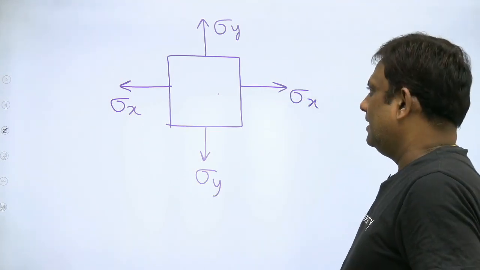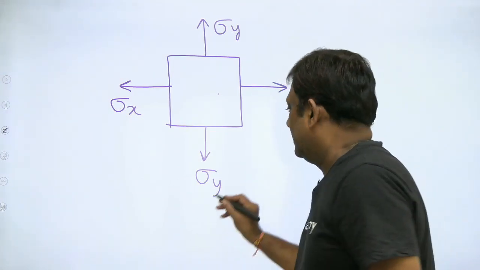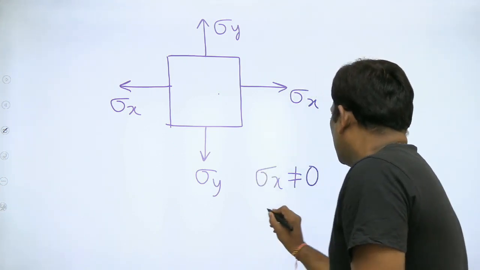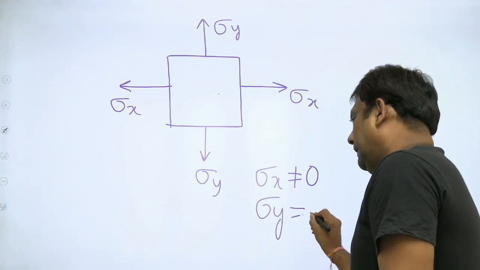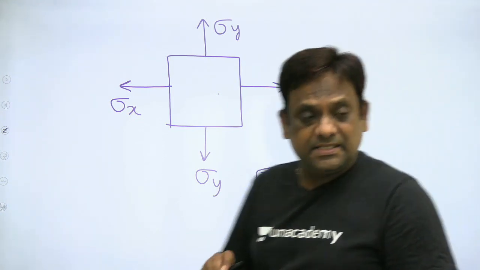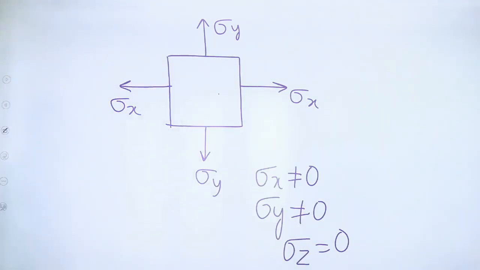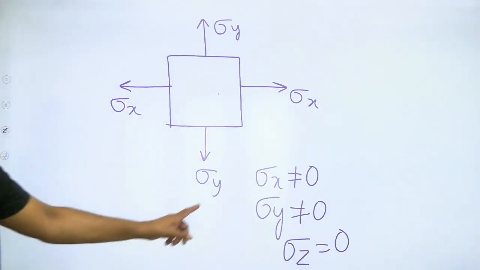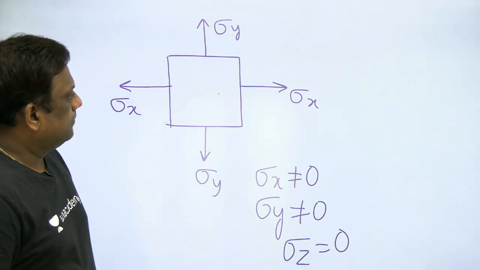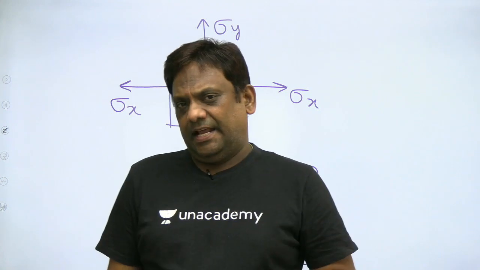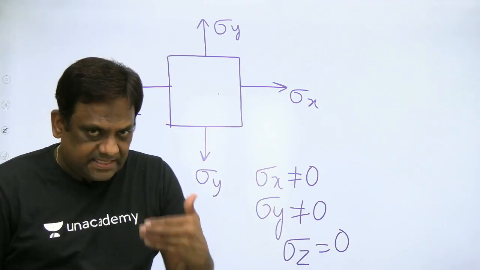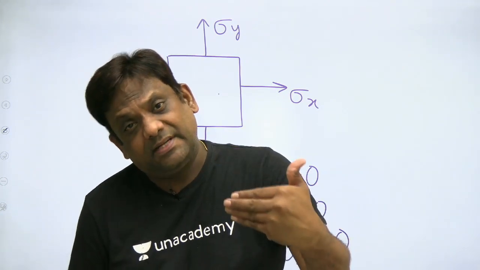Okay, now X direction, Y direction, Z direction, the stress is 0. Excellent. First we'll see plane stress. So sigma X need not be 0, sigma Y need not be 0, and sigma Z has to be 0. Sigma Z is 0. Okay, fine, no problem at all. This is the condition now. To achieve this condition, what are the requirements? Let us see.